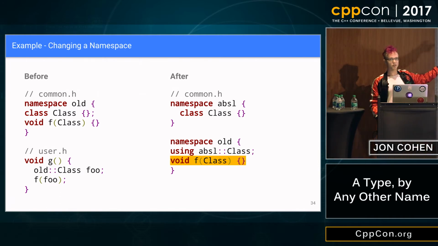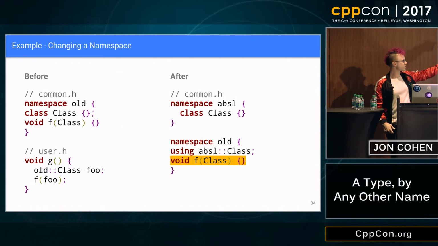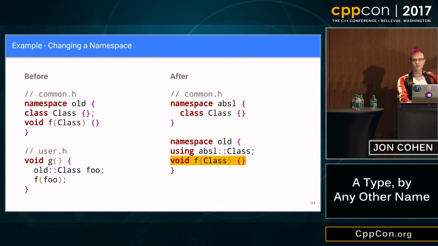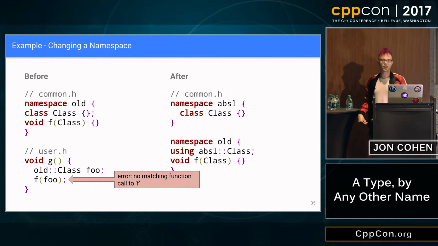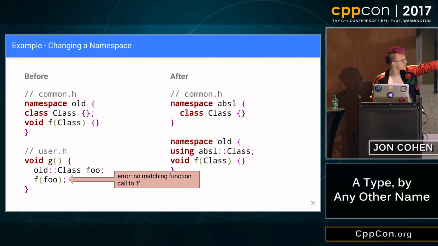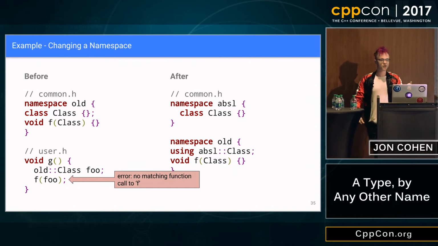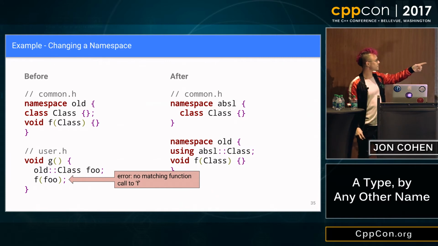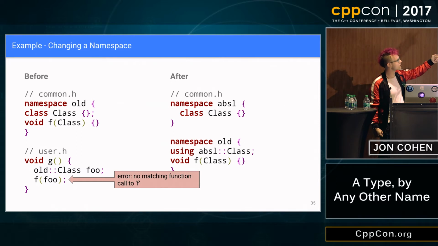Now what happens with this user code? Does anybody want to tell me if this compiles or not? Does G compile? There are a couple of people shaking their head. It does not compile. This is the error message from Clang 5. No matching function call for f. We can see f. It's right there. There's the matching function call, but it's not in an associated namespace anymore, even though class foo is declared as an old:: class. Its associated namespace is absale, not old.